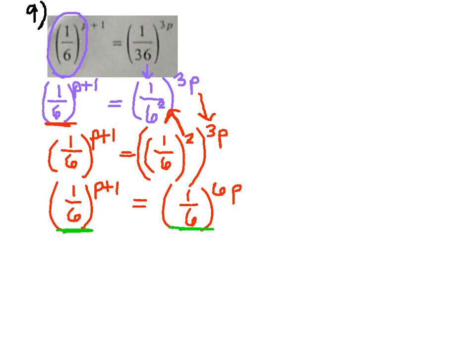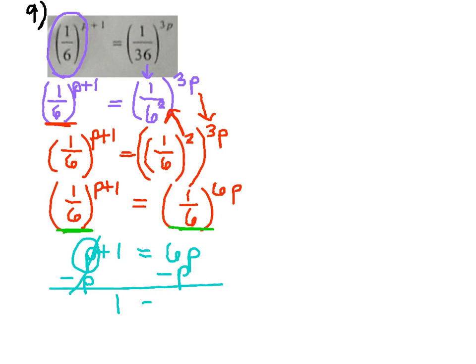And we can set the exponents equal to each other. So we have p plus 1 equals 6p. If we want to get all the exponents to one side and all the numbers to the other side, I'm going to take this p on the left side, and I'm going to subtract it in order to move it to the right. So subtract p from both sides. And we're left with 1 equals 5p. And the last thing we need to do is divide by 5 from both sides. So p equals 1/5.